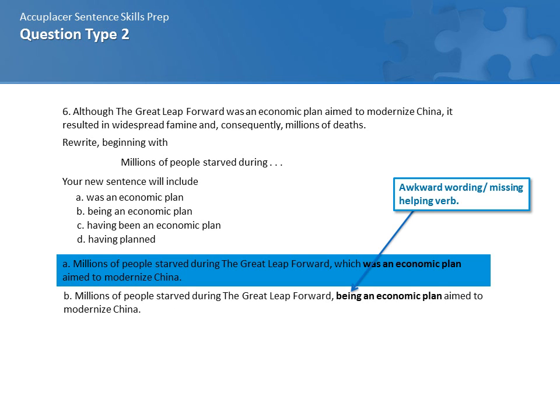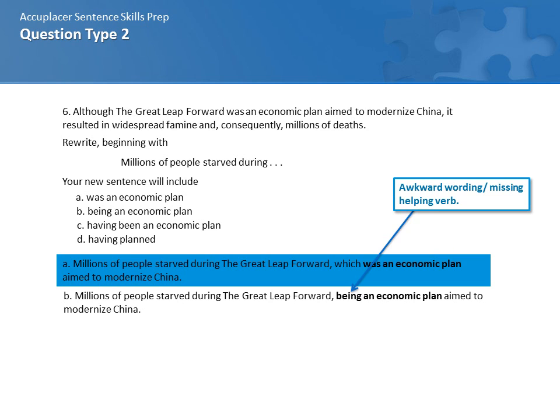B, being an economic plan, is problematic. We don't like to use being in academic writing, and because already it's a form of to be, and it's an ing verb that would need a helping verb in addition. So that construction doesn't work here.